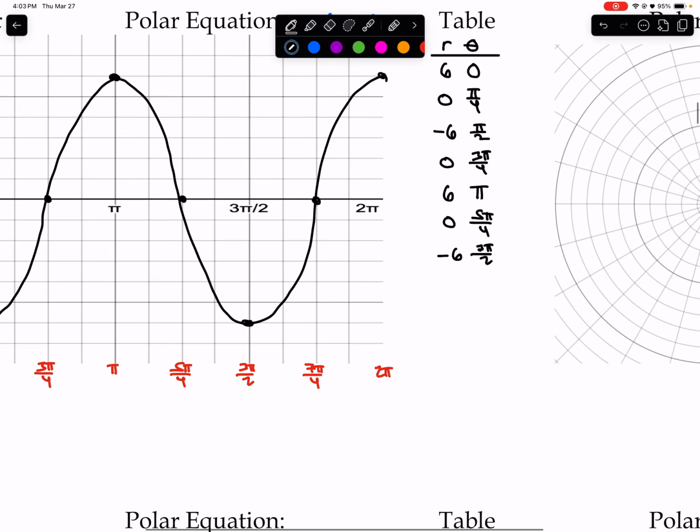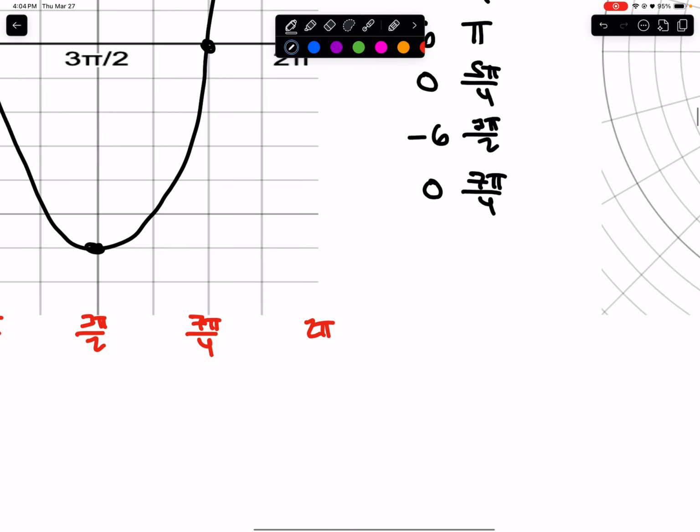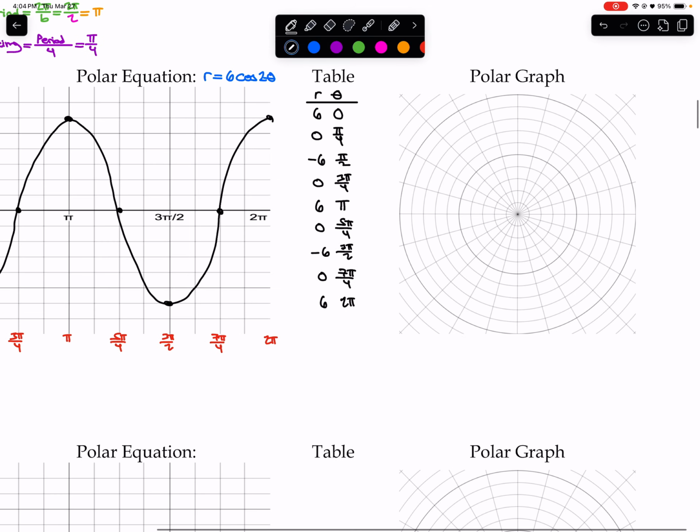Wow, that was awful, but it's fine. And then we're going to go a distance of 0 in the direction 7 pi over 4. And then we're going to go a distance of 6 in the direction of 2 pi.